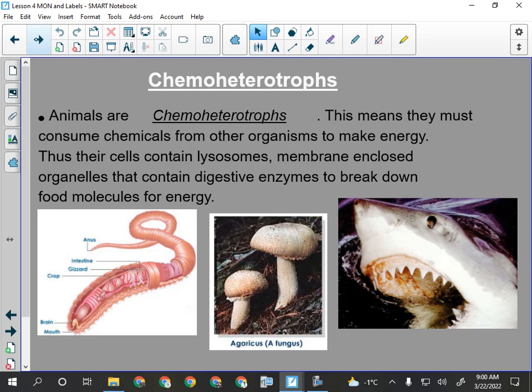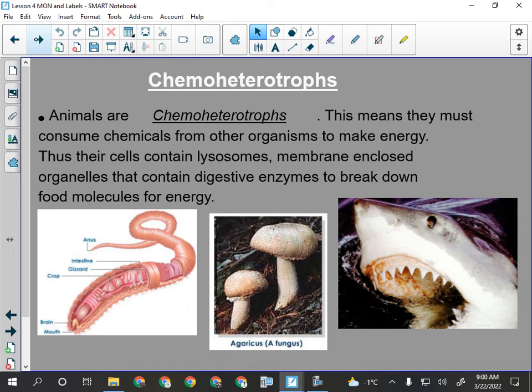Okay, so animals are chemoheterotrophs. That word is important, that's why it is underlined, so make sure that you highlight it. Okay, chemoheterotroph means chemical other feeder. In other words, the organic material from other organisms.